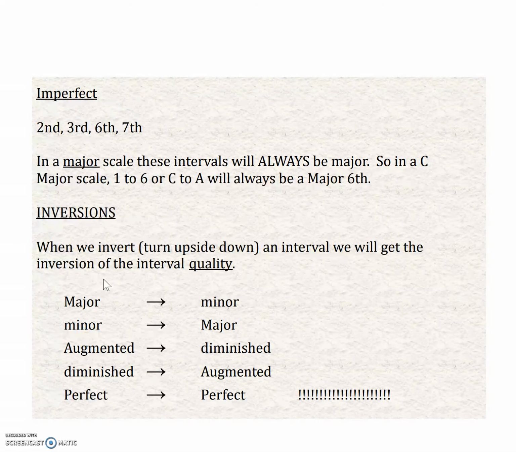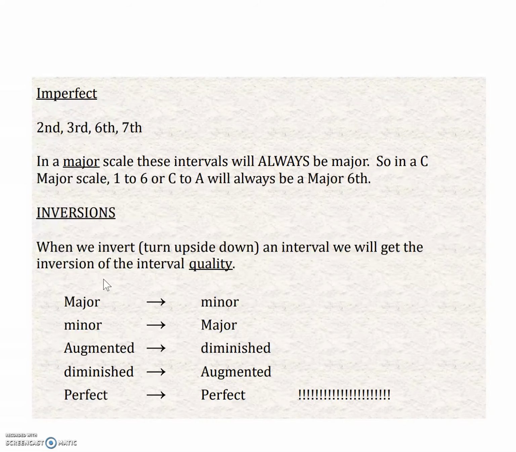Imperfect intervals. It's really everything else. A second, a third, a sixth, a seventh, okay? In a major scale, these intervals will always be major. So if I'm in C major, from 1 to 6, or C to A will always be a major sixth. That's a sixth, and it's a major sixth because I'm playing a C to an A.